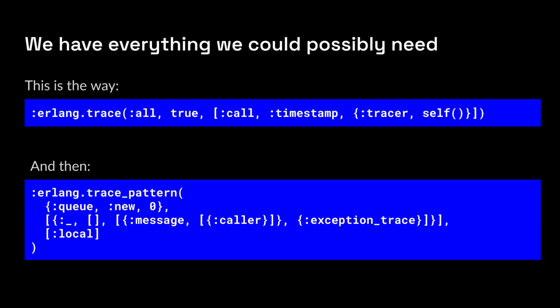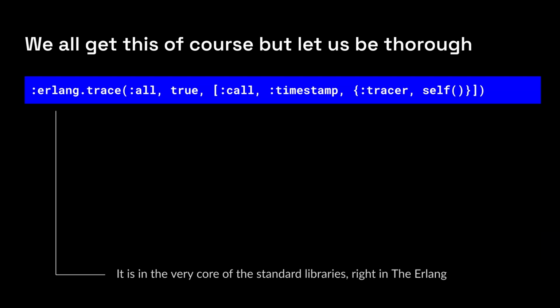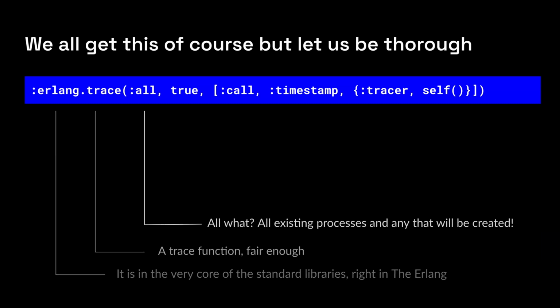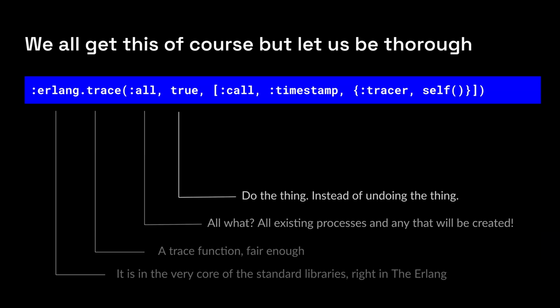And when I'm saying obvious and simple, I mean the opposite. This is a little bit involved. So the first thing you do is that you call Erlang trace. It's in the Erlang module. So right in the middle of our Erlang, it's a trace function. Okay, fair enough. All. So this means all existing processes and any that will be created after. You could also pass in new if you only wanted new processes to be traced. True is an argument here because we want to trace. We don't want to turn off tracing. So that's what that does.